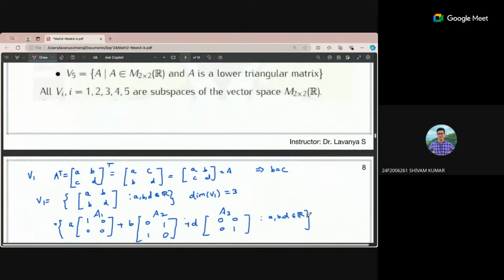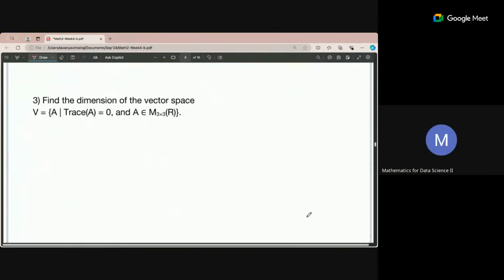All right. So the next question: find the dimension of the vector space V, the set of 3 by 3 matrices with trace 0. Already we have seen it for the 2 by 2 case, so now it is very easy to tell for the 3 by 3 case. Tell me what is the dimension? 8. Yes, the dimension of V should be 8, right?